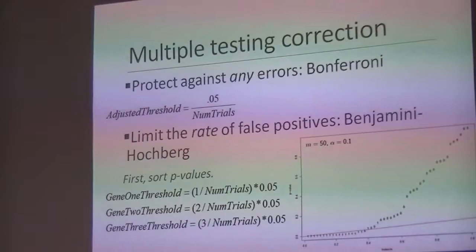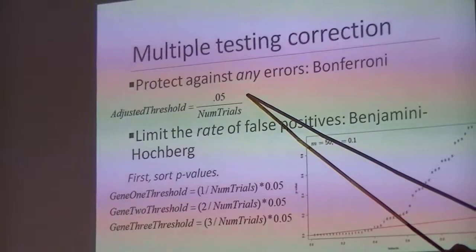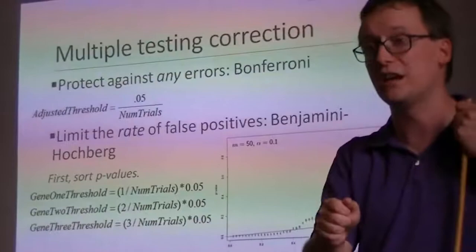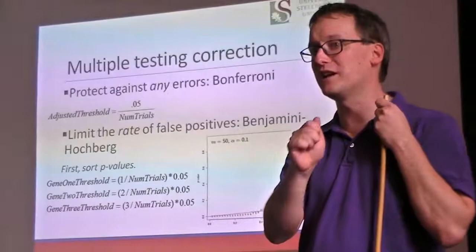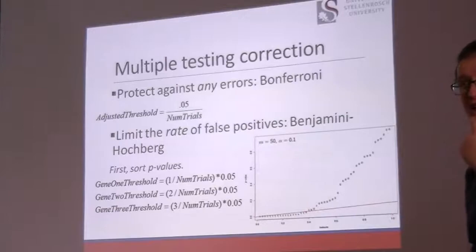But I want you to remember what it's trying to do. It's trying to protect you against making any errors. So if you're going to spend the next year of your life chasing after some gene, I want you to know that you must protect yourself against a false positive. Make sure that that gene can pass your criterion here.